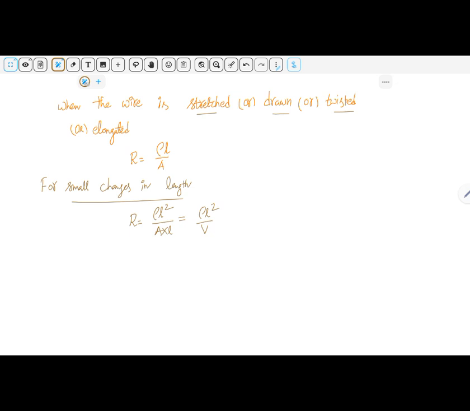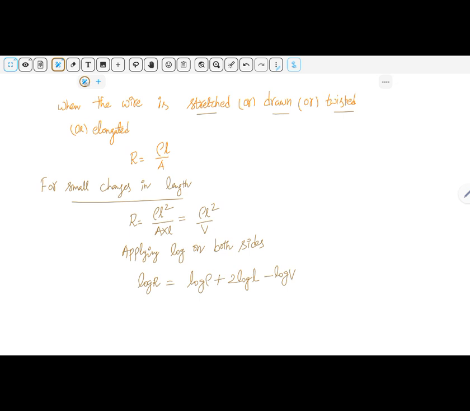Hence, if I apply log on both sides, we can obtain log R is equal to log rho plus log L square. So you can write this as 2 log L minus log V. So when you apply the log on both sides and apply the properties of logarithms, you will get this equation.